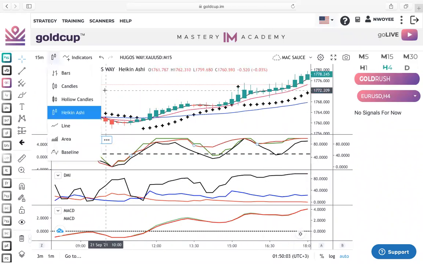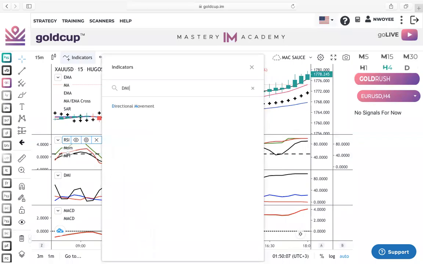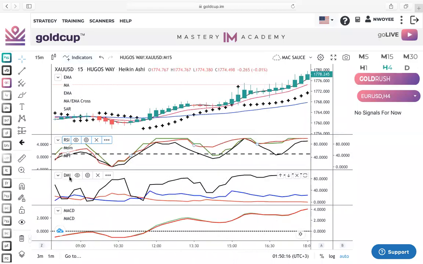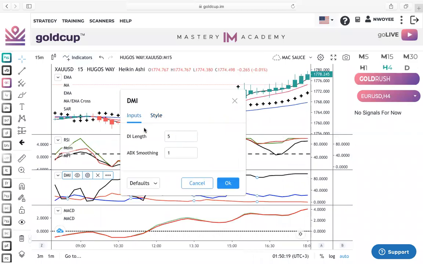All right, then the second to the last one we're going to add is something called a DMI, directional movement. With the directional movement, the input is 5 and 1. 5, 1, that's the input. Length is 5, smoothing is 1 for the input. Alrighty, everybody should have that down by now.